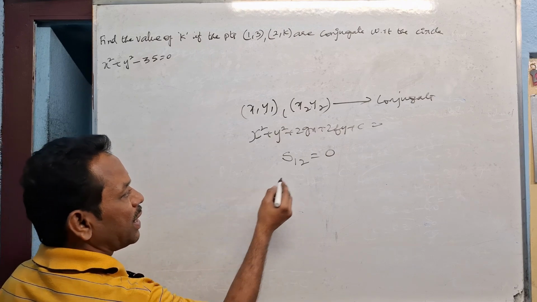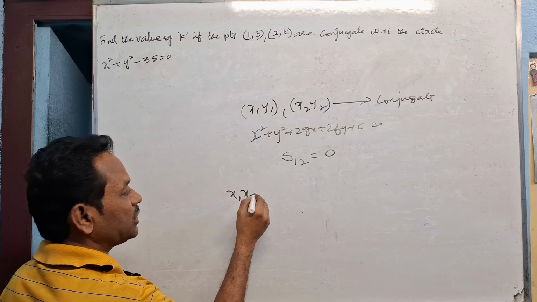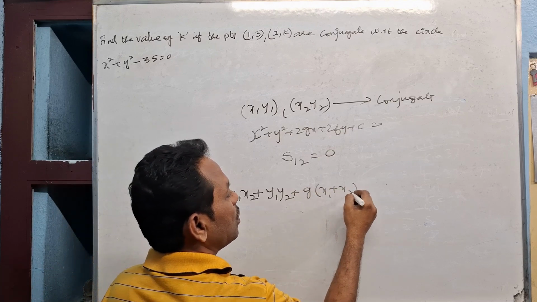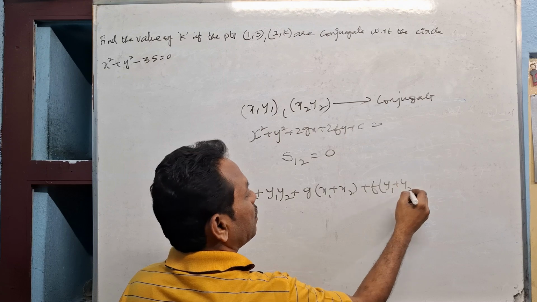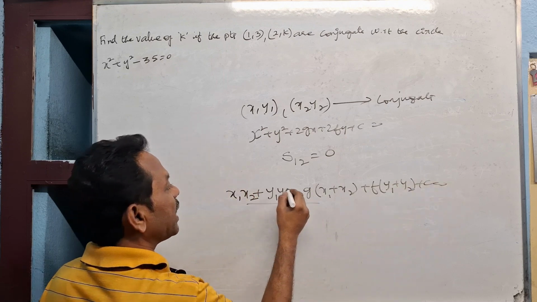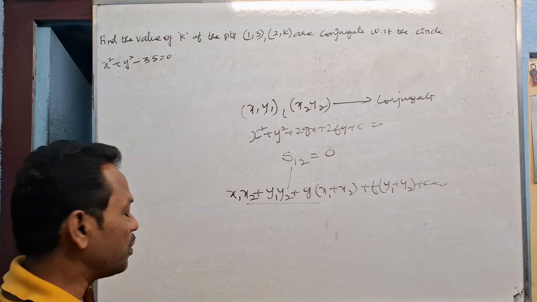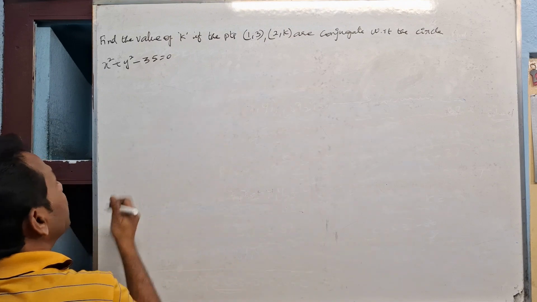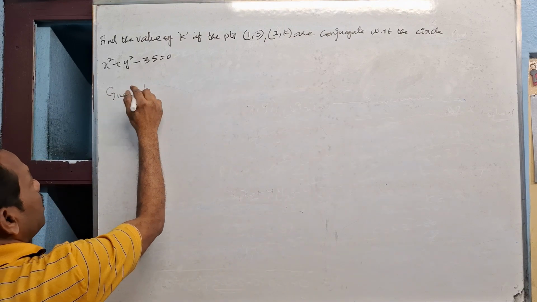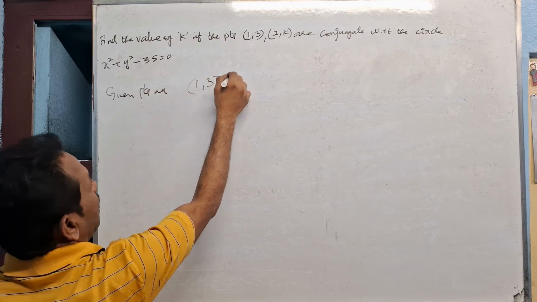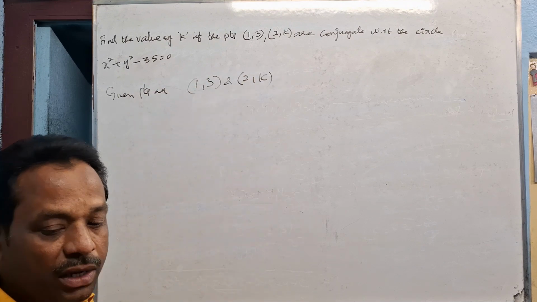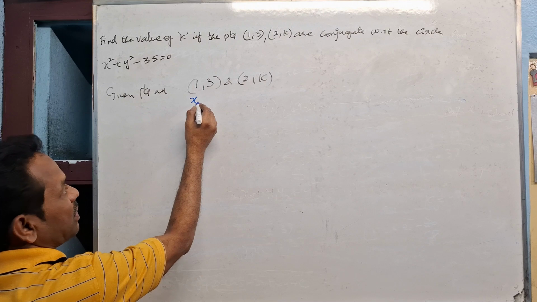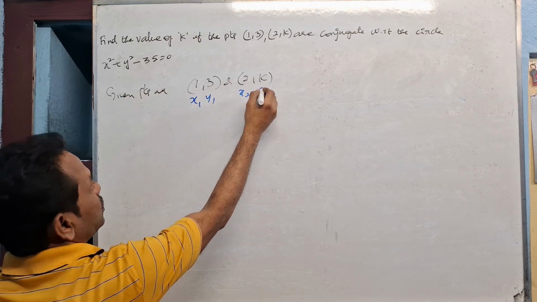So how to write S12? x1 x2 plus y1 y2 plus g into (x1 plus x2) plus f into (y1 plus y2) plus c equals 0. So this is what your S12 is. Now I'll be using this formula to get the value of k in this question. Now given points are (1, 3) and (2, k). Here we have 2 points, (1, 3) and (2, k). Let me take the first point as (x1, y1), second point as (x2, y2).